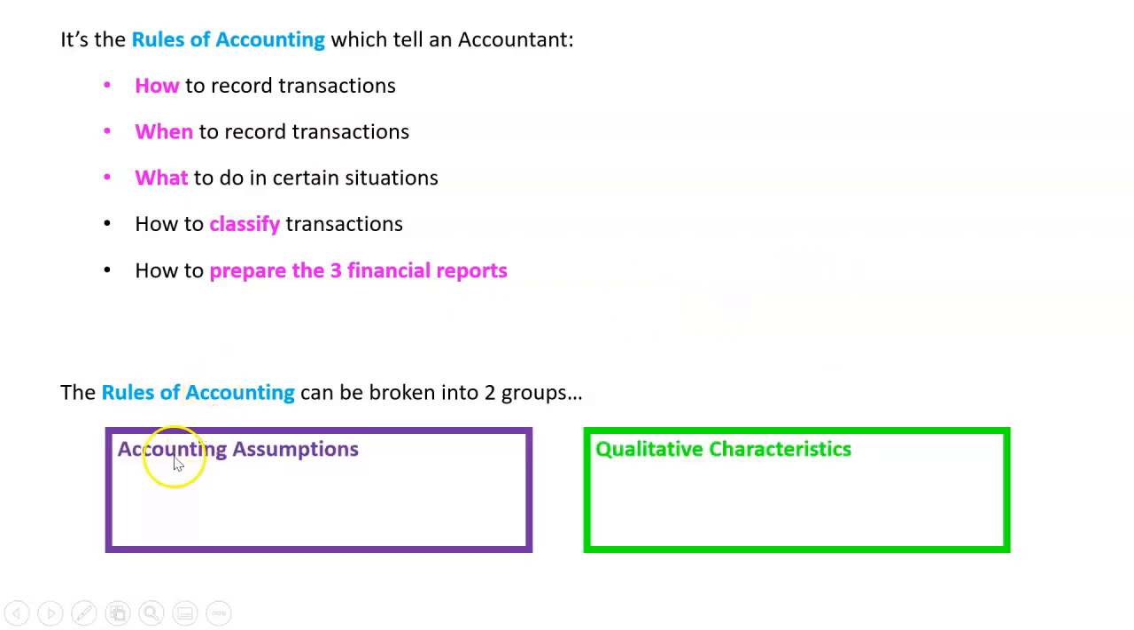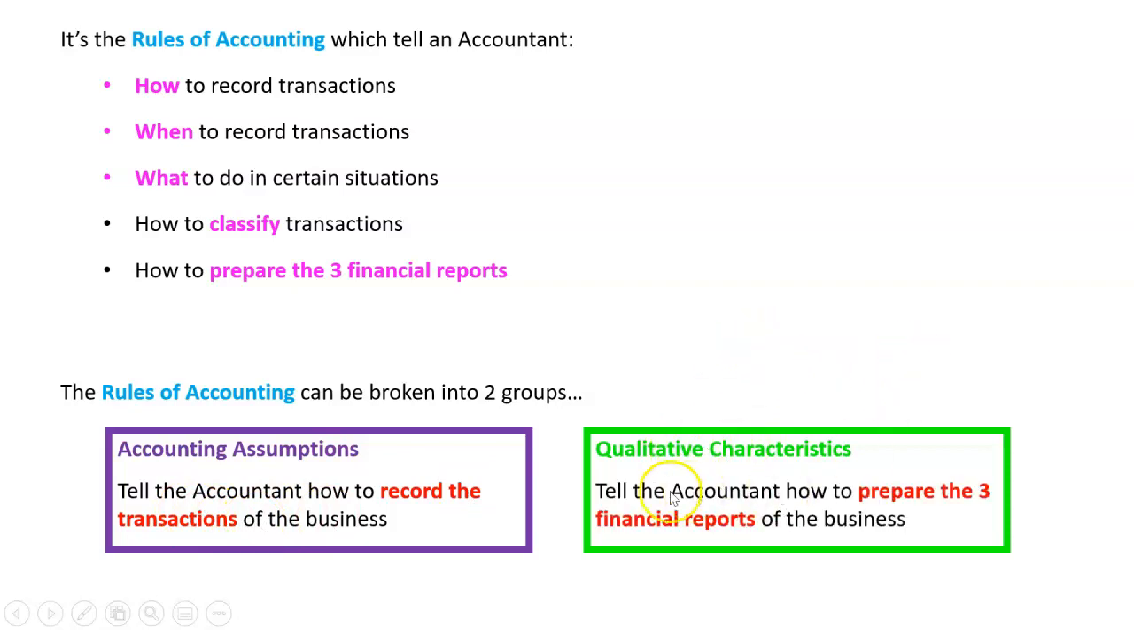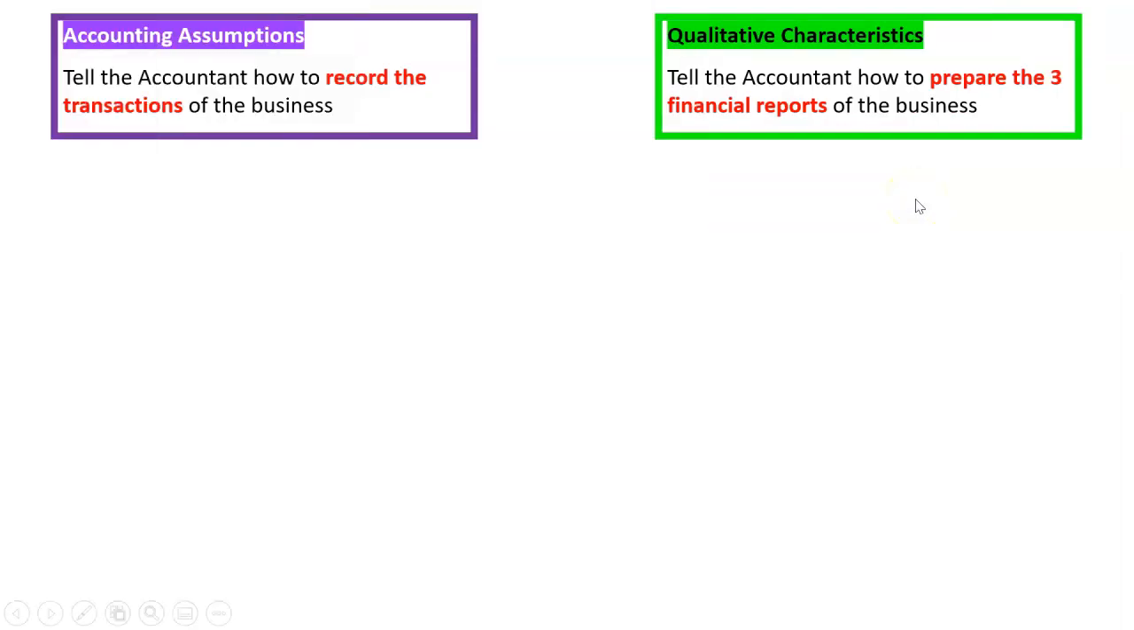So the first group is what's called accounting assumptions. What are they? They tell the accountant how to record the actual transactions. So the things that happen, this group here tells us how to record those. And on the other group, we've got qualitative characteristics. They're slightly different. They tell the accountant how to prepare the three financial reports. And so what we need to do now is break them down, and there's going to be 10 that we need to remember.